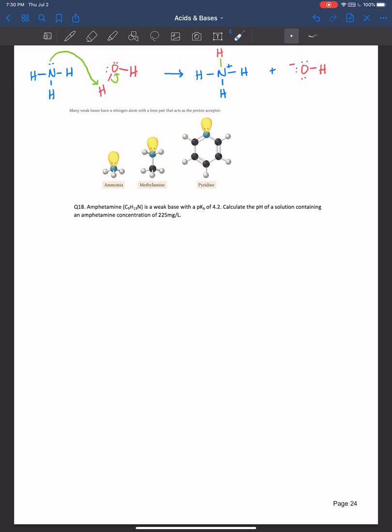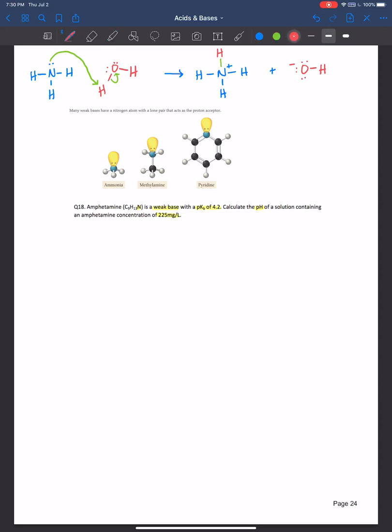Let's do an example together. Amphetamine is a weak base with a pKb of 4.2. Calculate the pH of a solution containing an amphetamine concentration of 225 milligrams per liter. So we're identifying from the context of this problem that we have a weak base. Another clue is the fact that there's a nitrogen. We also are given the pKb is 4.2. We want to find the pH of the solution, and we're given the initial concentration in milligrams per liter.